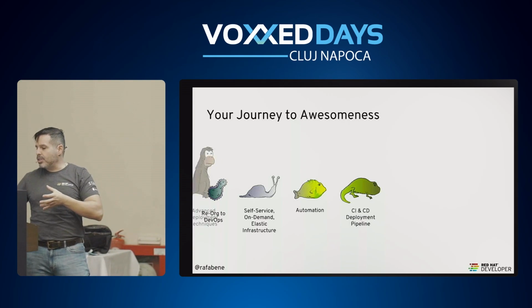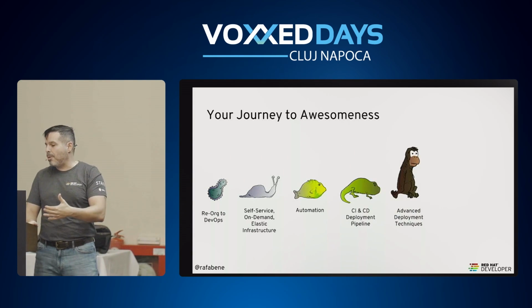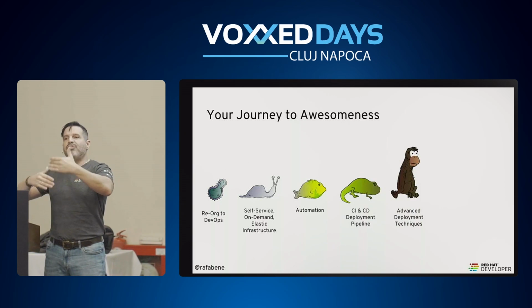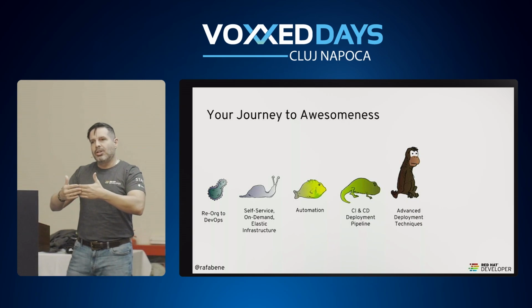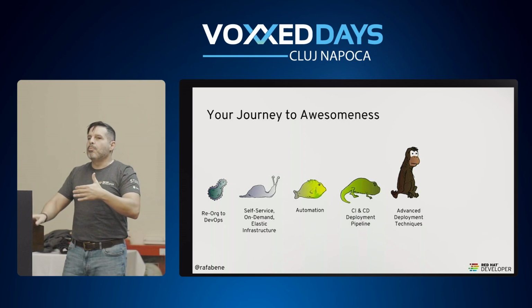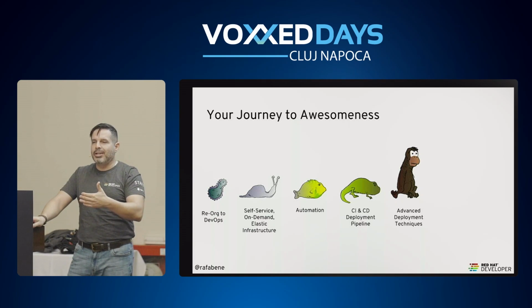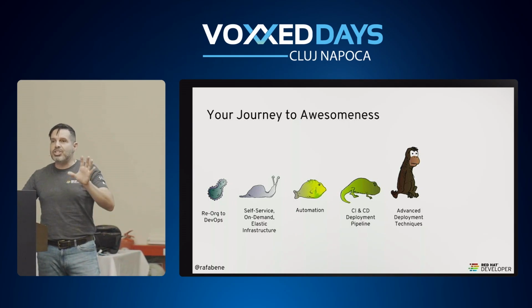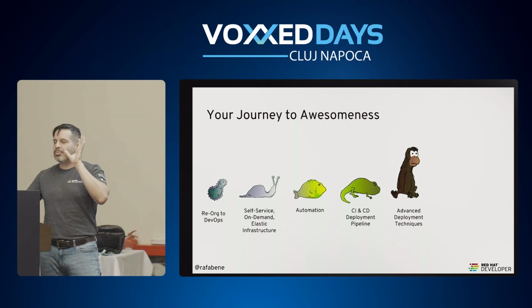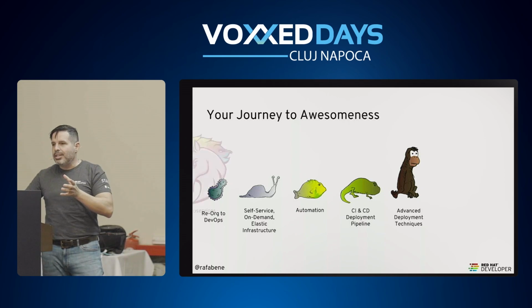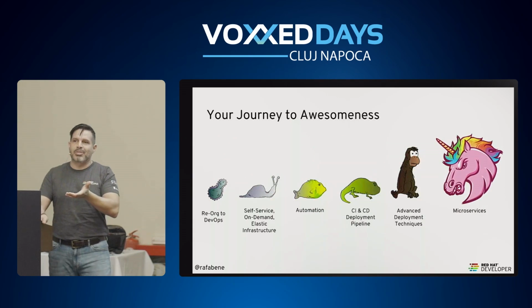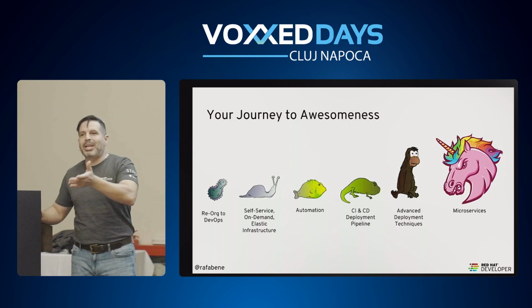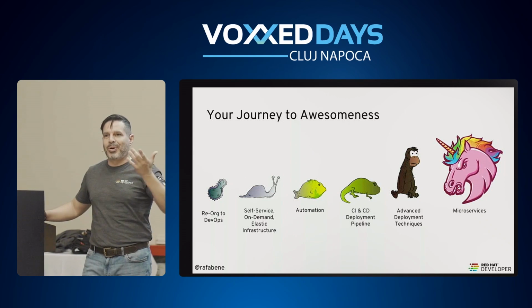Because you have automation, you can have continuous integration and continuous deployment pipelines. And now that you have continuous integration and pipelines, you will have advanced deployment techniques, which means that you can deploy more than once a week, more than once a day, sometimes more than once in an hour. Okay, that would be great. And if you have such agility, then you can have your first microservice. Who knows? You can become the next Silicon Valley unicorn.